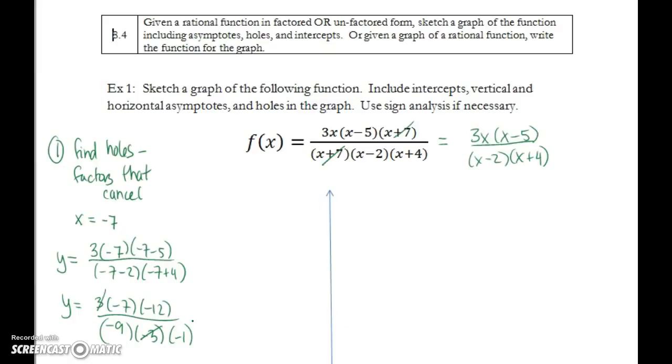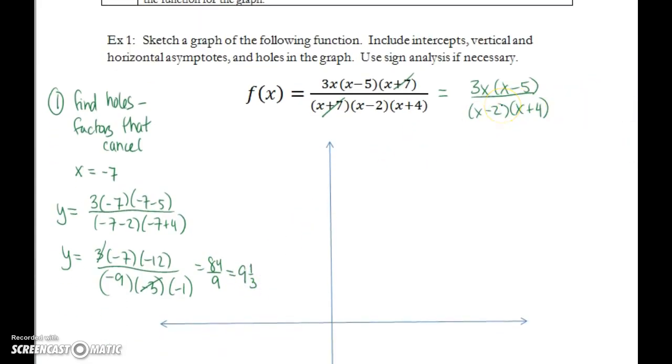And if we evaluate this, we have -7 times -12 on the top, which is 84 over 9. And that is 9 1/3. And so our hole has an x value of -7 and a y value of 9 1/3. So this is our first piece of important information.